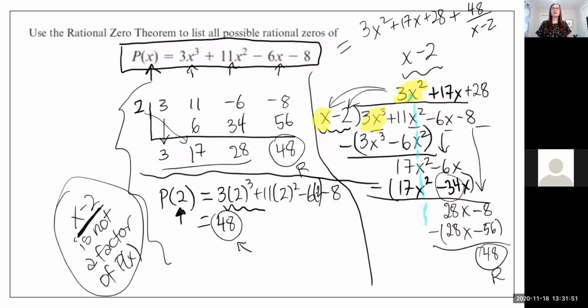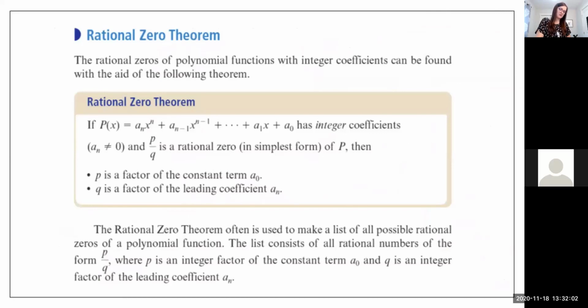Great. So how do we find things that might be more likely to be factors? That leads us to the most important theorem of this entire unit, which is the Rational Zero Theorem. This is pulled from the old textbook. I'll stick it in the slides. It's very complex here. When you read it, you're like, huh, what? And it's because it's a generalized statement.